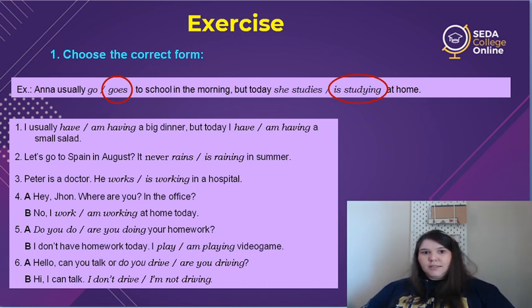A few more seconds before the correction. All right, are you ready to check your answers? Can we start the correction?